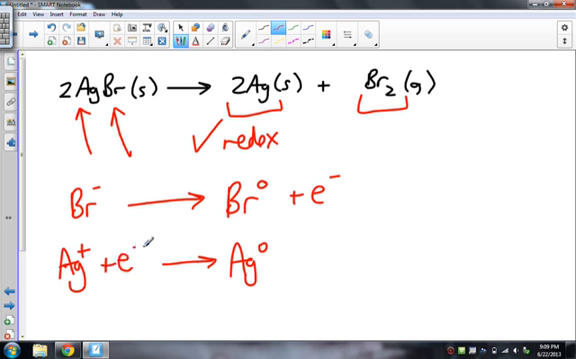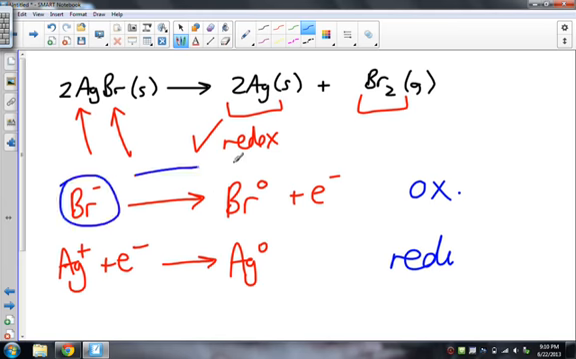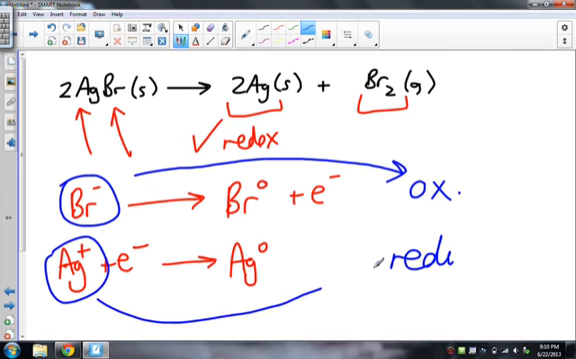In other words, something's been oxidized and something's been reduced. Well, the Br minus is spitting out an electron. It's being oxidized. It's losing that electron. The silver plus is gaining that electron. It's picking it up. It's being reduced. Meaning the Br minus is oxidized. The silver plus is reduced.